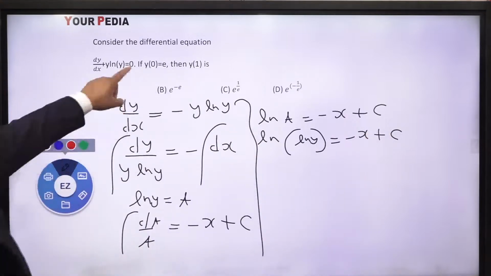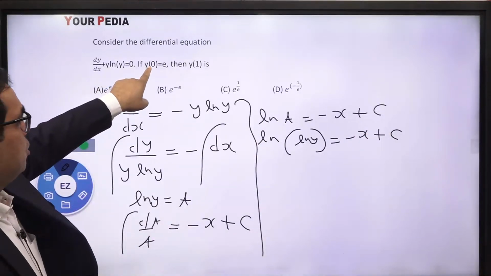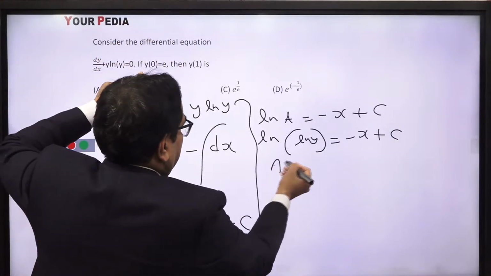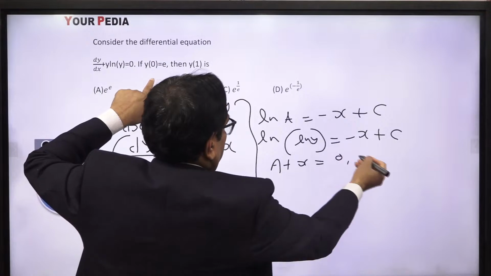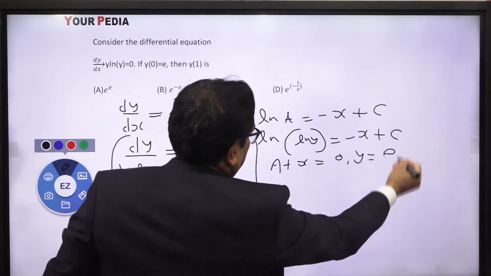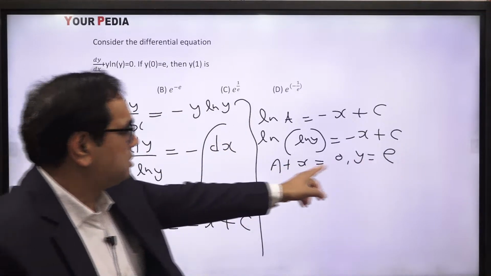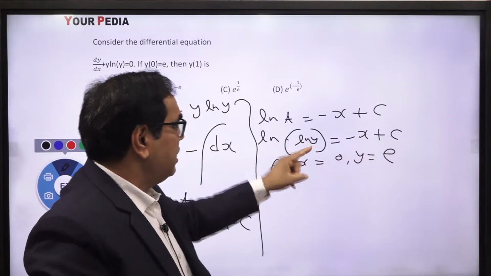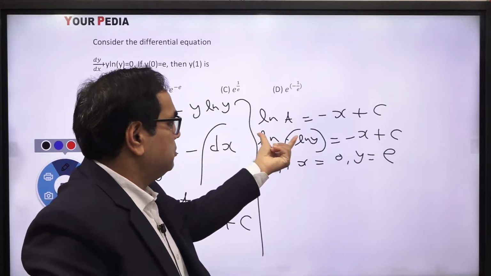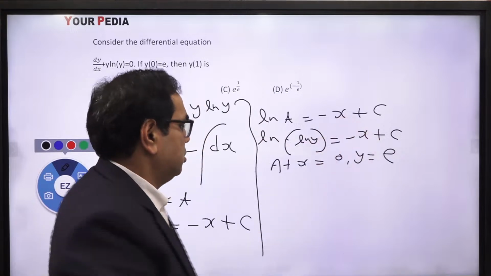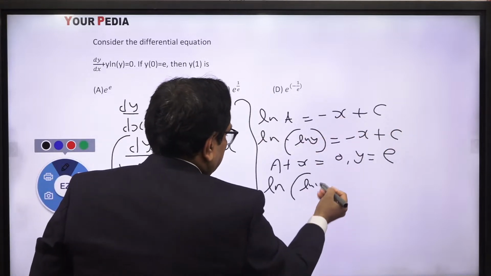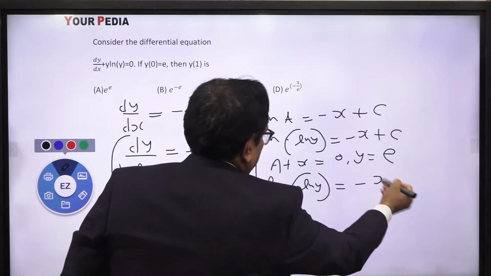Now by putting the boundary condition, at x equal to 0, y is equal to e. This is y0 equal to e, means at x equal to 0, y equal to e. So if we put x equal to 0 and y equal to e, ln e is 1 and ln 1 is 0. So this becomes 0, so c is 0. It means this constant is 0. So finally we are getting ln of ln y is equal to minus x.